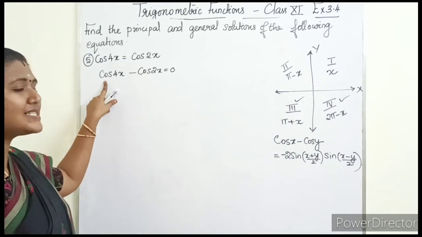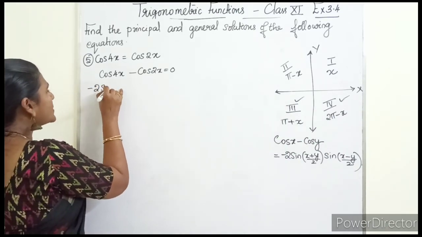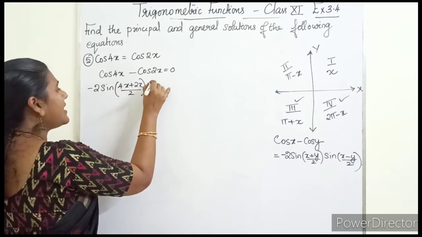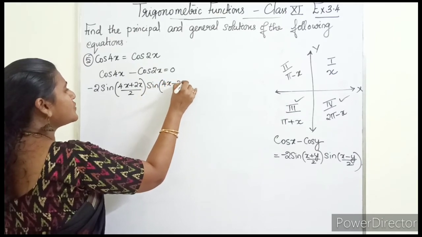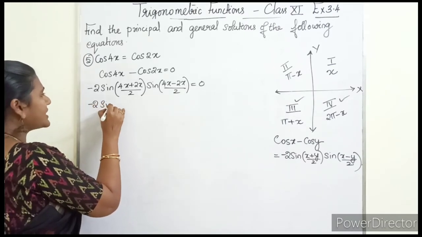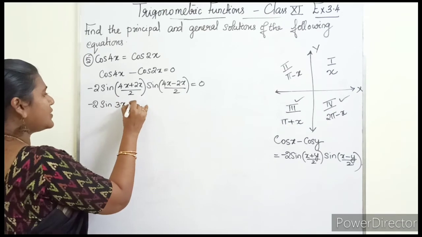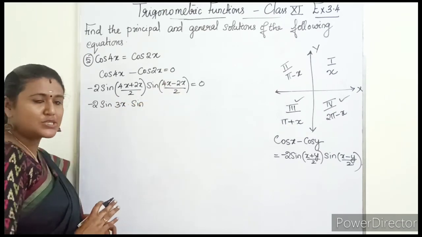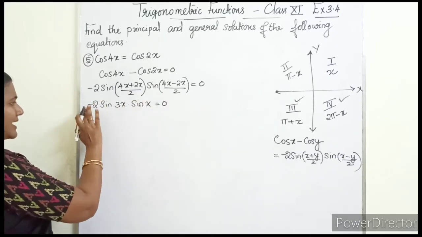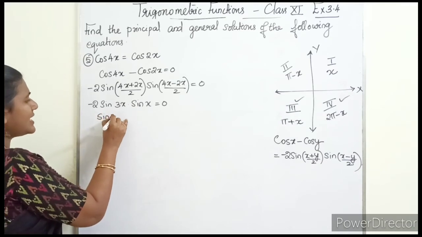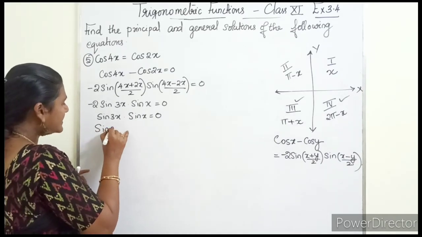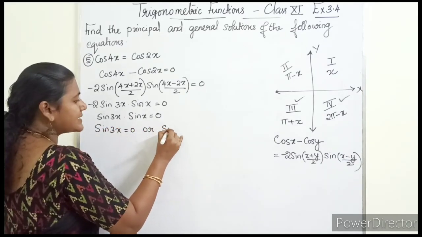So we are going to use this formula here, that is minus 2 sin (x plus y)/2, that is (4x plus 2x)/2, into sin (x minus y)/2, (4x minus 2x)/2, is equal to 0. Now we will simplify here, that is minus 2 into sin 6x by 2, that is sin 3x, into sin 2x by 2, that is sin x, equal to 0. Now we can divide by minus 2. So sin 3x into sin x is equal to 0. So what can we write? Sin 3x is equal to 0 or sin x is equal to 0.